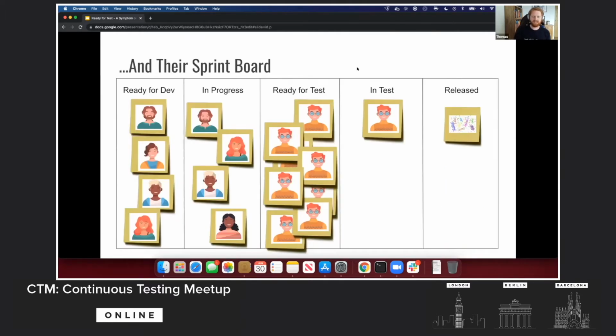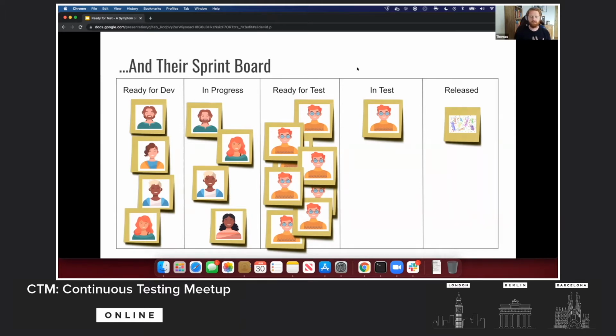And this is their sprint board. So if you just take a moment to look at this sprint board, what jumps out at you when you look at it? Just keep that in the back of your mind. What, when you look at this board, do you think could be a problem or not working so well? And this is towards the end of their sprint.